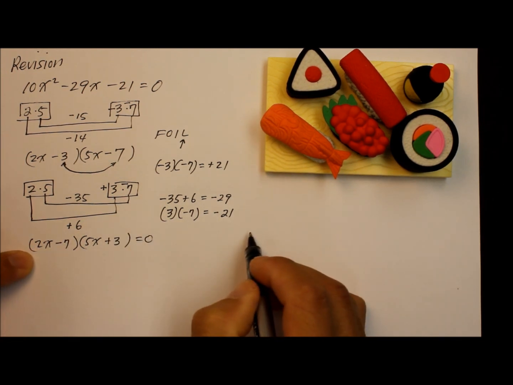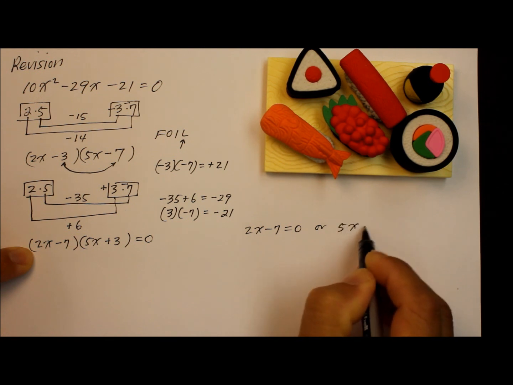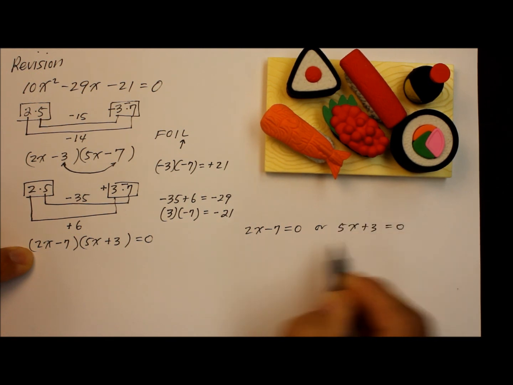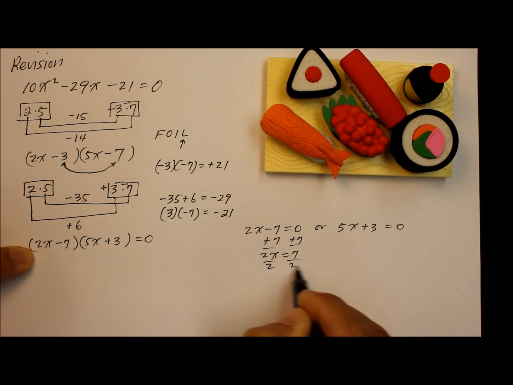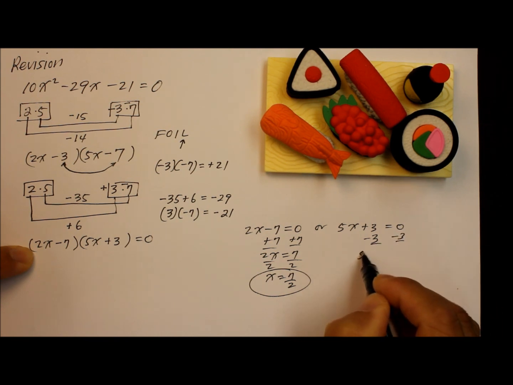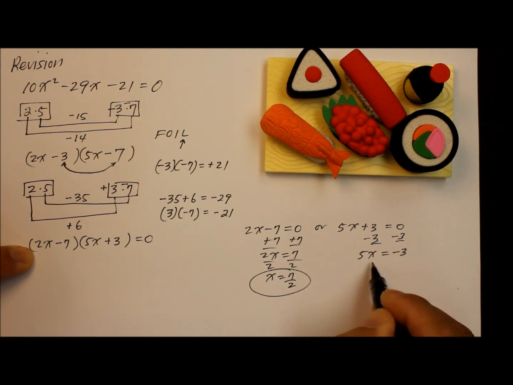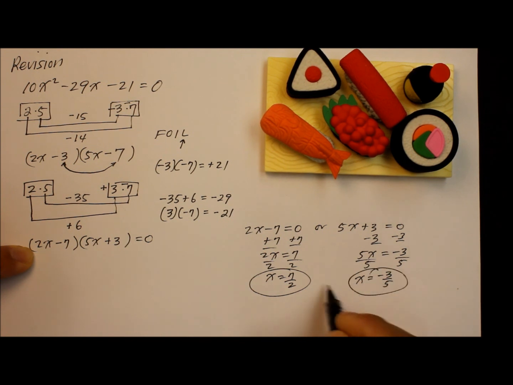So if I solve this completely, by using the zero product property, we got 2x minus 7 is equal to 0, or 5x plus 3 is equal to 0. Solve for x by adding 7 to the first equation, we got 2x is equal to 7. Then when you divide by 2, one of the answers is 7 over 2. Solve for the second one by subtracting the 3 from both sides. So we got 5x equal to negative 3. Divide by the coefficient 5. My second solution is x is equal to negative 3 over 5.